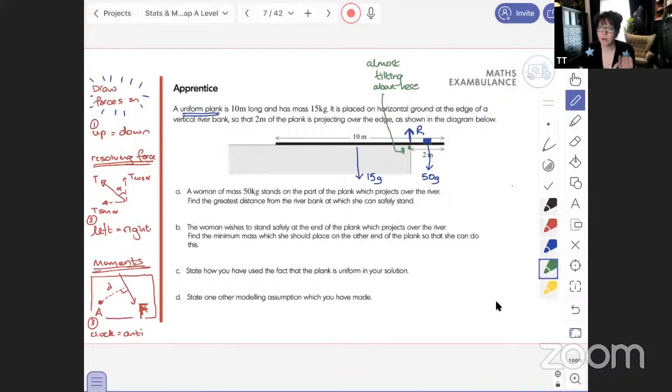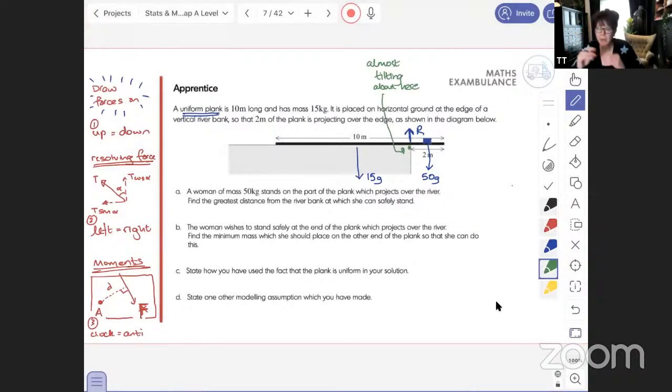Up is down, R is 15G plus 50G. Done. Now we know what R is. Left is right. Done. There's no left forces. There's no right forces. Do I need to resolve any diagonal forces? No. The woman doesn't have the normal reaction because, and this is really, really key, we are not modeling the plank and the forces on the plank. If we were modeling the plank and the forces on the plank, then there would be a reaction.